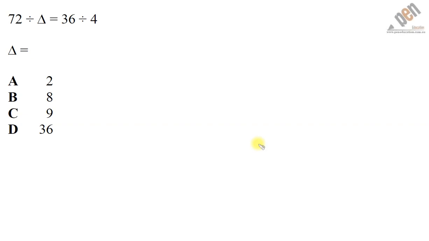72 divided by a triangle is equal to 36 divided by 4. What is a triangle equal to? Okay, so let's solve this algebra. But instead of using division symbols, let's make them into fractions. That usually helps you to visualize the equation in your mind.